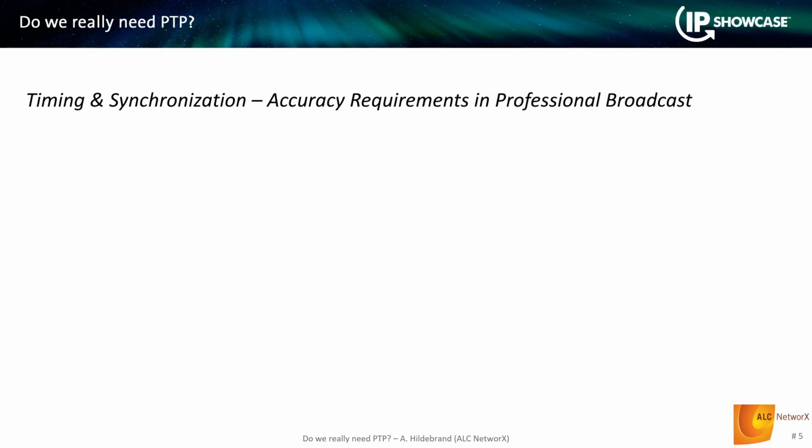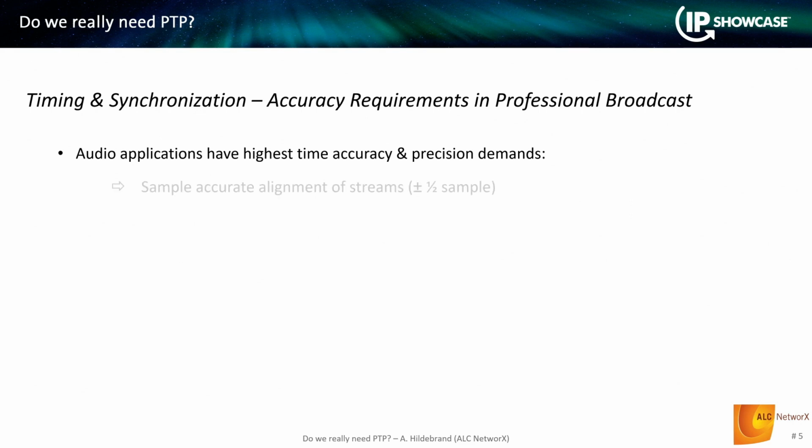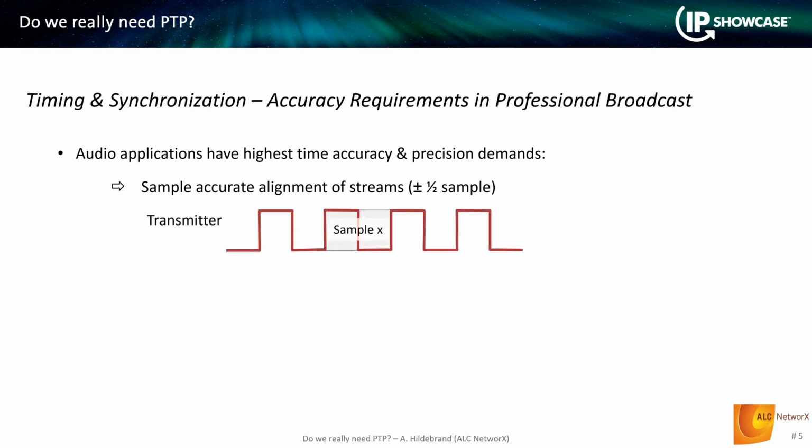A quick look at the accuracy requirements. Audio applications, as I said before, have the highest time accuracy and precision demands. We definitely want to have the ability to sample accurately align incoming streams compared to each other. So that means we need a precision which is better than half a sample period. Just a quick illustration here. Let's say the transmitter has a sample period, a sample period which relates to a full sample.